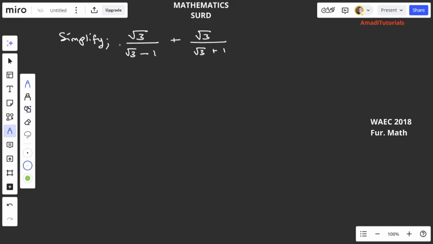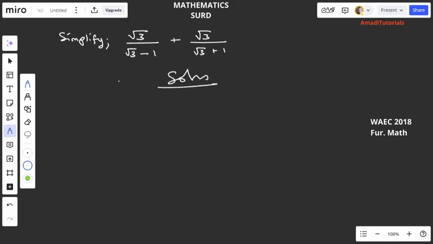Okay, simplify root 3 over root 3 minus 1 plus root 3 over root 3 plus 1. This is a mathematics called surds. Surd is any mathematics that deals with root functions, square roots to be precise, and how to simplify them. So let's get to work.